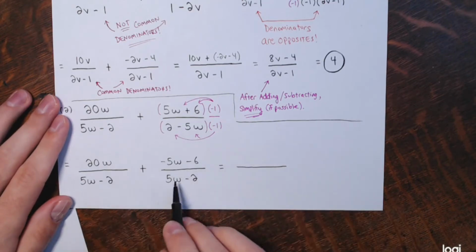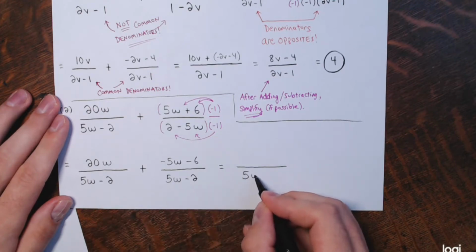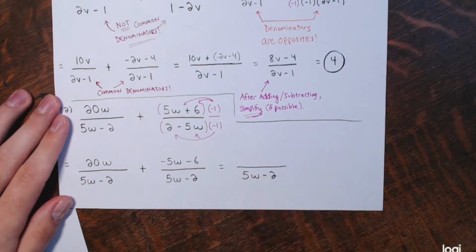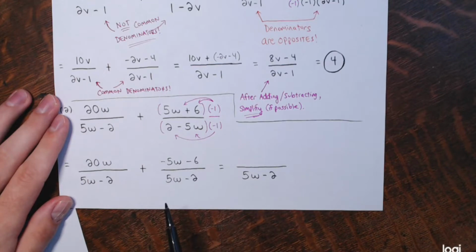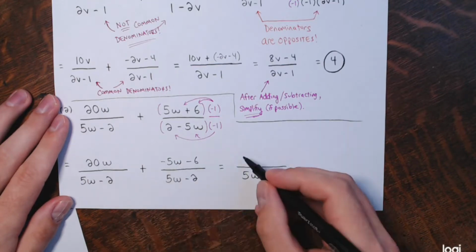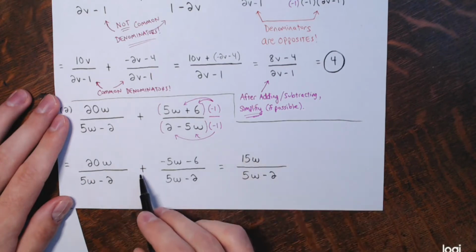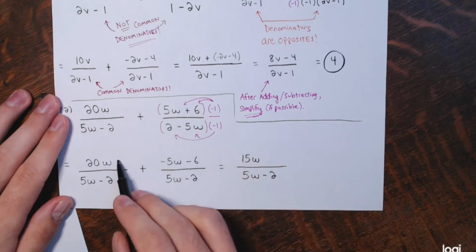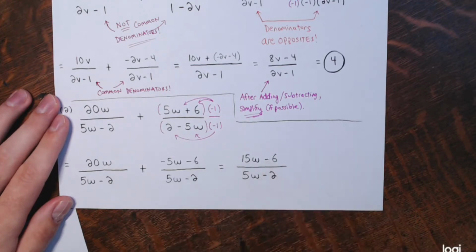And that common denominator, that same denominator, will stay the denominator in the sum. So I get 5w minus 2 there. And then I add these numerators again, just combining like terms. 20w plus negative 5w would be 15w, and then I have 0 for the constant term here, plus -6 would be -6.